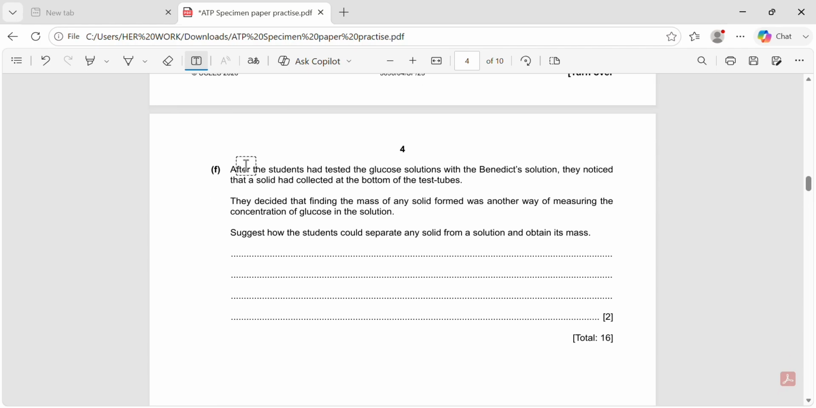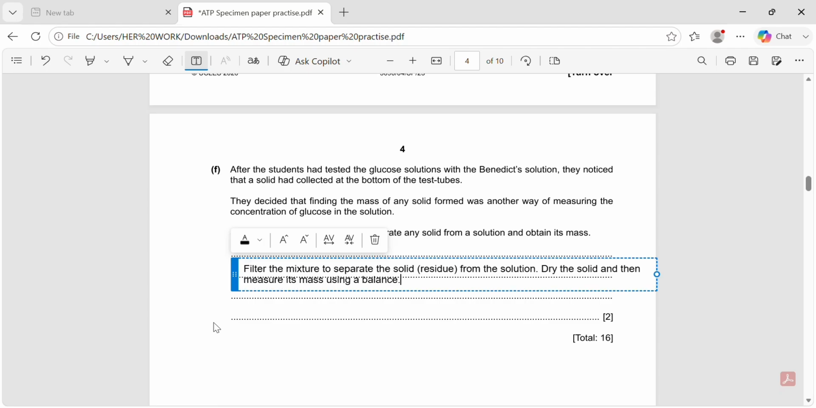The final question asks, suggest how the students could separate any solid from a solution and obtain its mass. To separate the solid, the mixture should first be filtered. The solid collected on the filter paper is then dried before its mass is measured using a balance. So the answer we write is, filter the mixture to separate the solid from the solution. Dry the solid and then measure its mass using a balance.